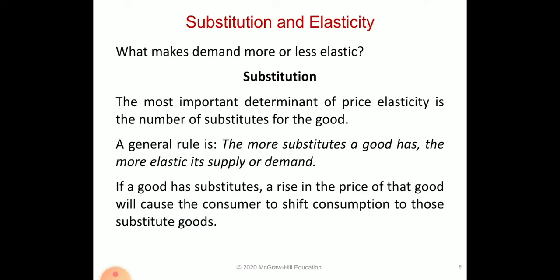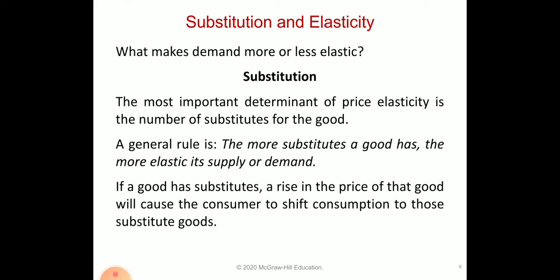So let's have something else here: substitution and elasticity. What makes demand more elastic or less elastic? What do you think? Substitution, first of all. The most important determinant of price elasticity is the number of substitutes of the good. A general rule you have to know is that the more substitutes a good has, the more elastic its supply or demand. So why? Because I can have this brand, or if the price of this brand is getting higher and higher, I can choose from its alternatives, right?